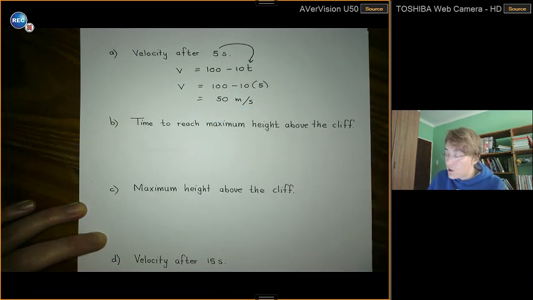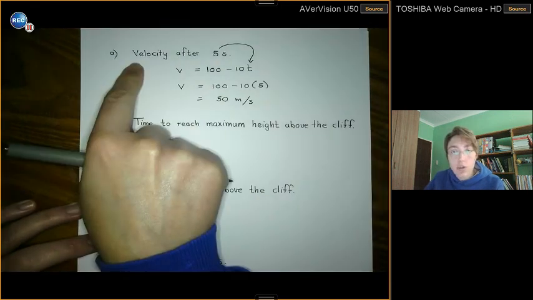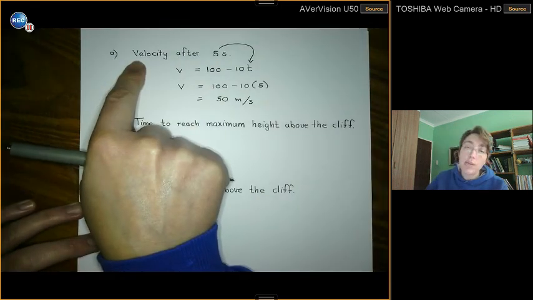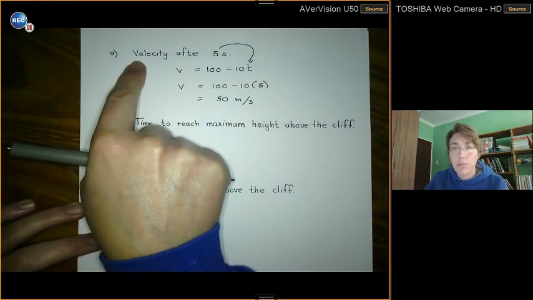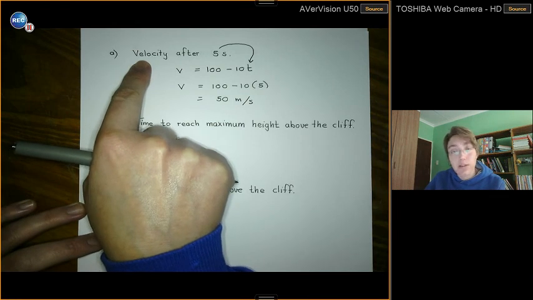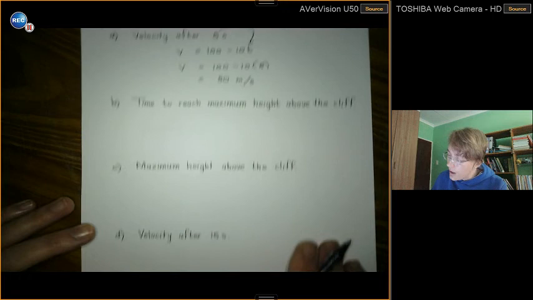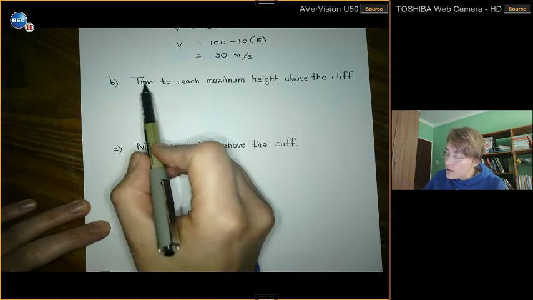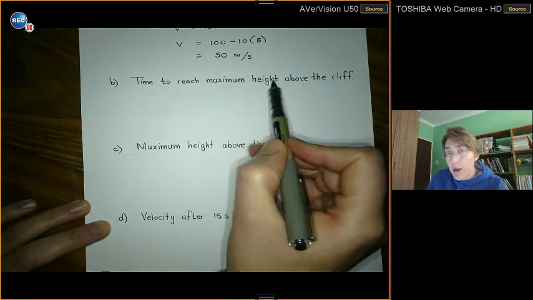Very easy, simple and straightforward, but like I said, you had to know that to get velocity, you don't substitute into the original displacement time formula. You have to substitute into the first derivative, which is the velocity formula. Then the next question says, time to reach the maximum height above the cliff.